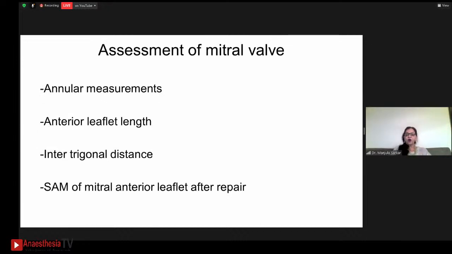Assessment of the mitral valve, how we are going to do it. We need to do annular measurements. We need to measure the anterior leaflet length, intertrigonal distance, and look for SAM of the mitral anterior leaflet after repair.